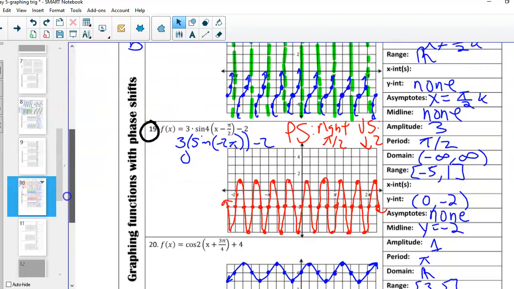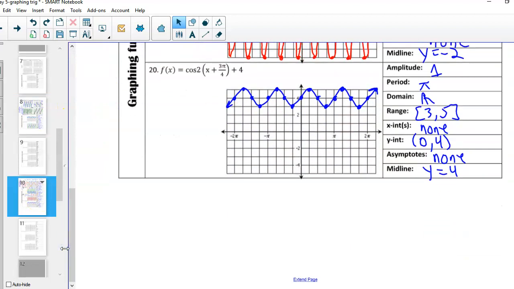Correct. So we did 17, 18, and 19. 20, a couple different things happened. So I can put the final table up here in a second. Your period was compressed by pi. It was compressed in half. So now really it should be in between 0 and pi. But it was shifted left 3 pi over 4, so now it's starting back here and moved up 4.